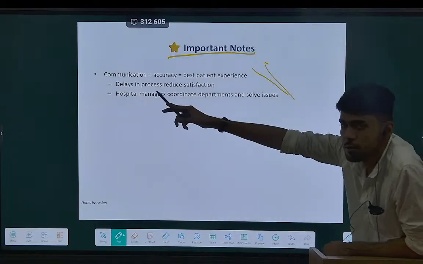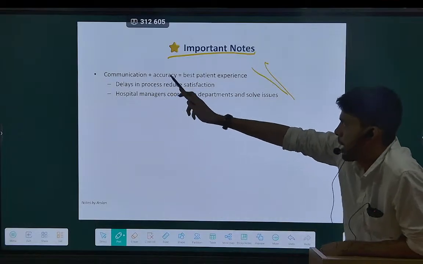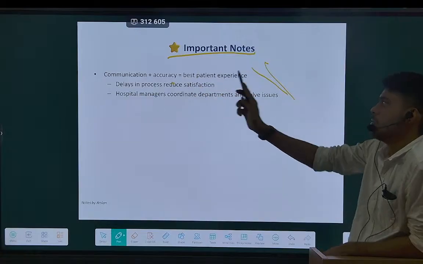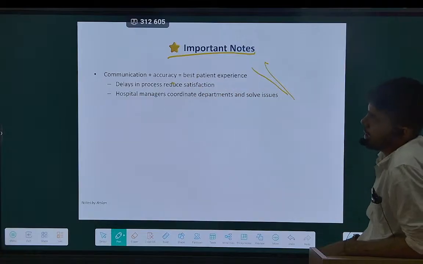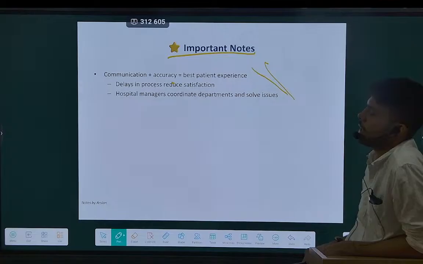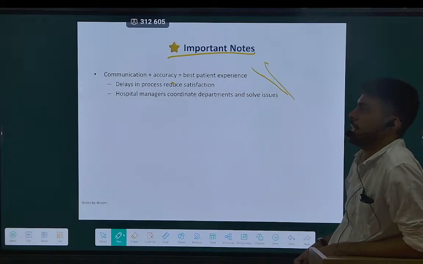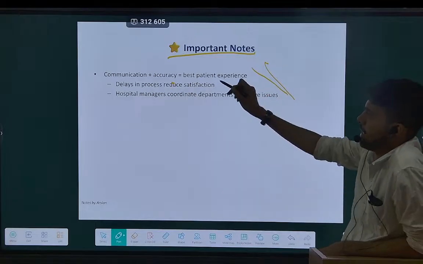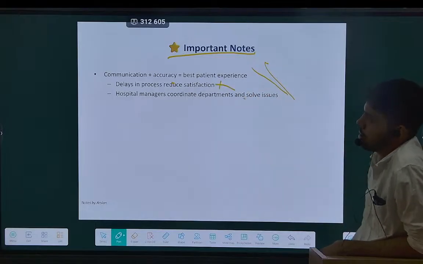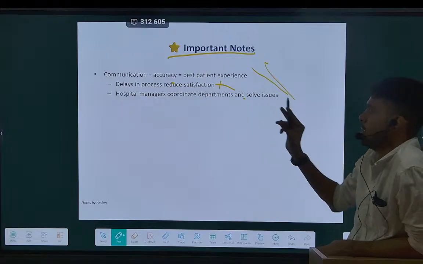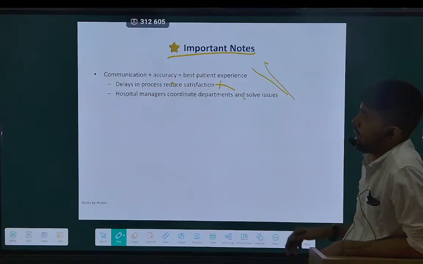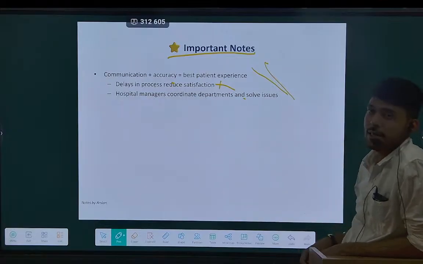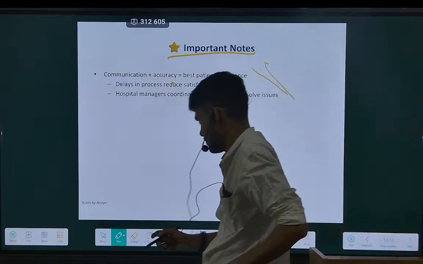You can read this: communication plus accuracy is equal to best patient experience. If there is a delay in process, it will reduce the satisfaction level of the patient, which is a bad thing. Hospital managers coordinate departments and solve issues. What I have taught you is that there are many departments.